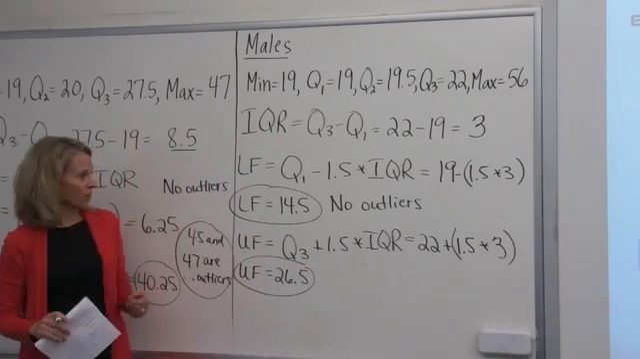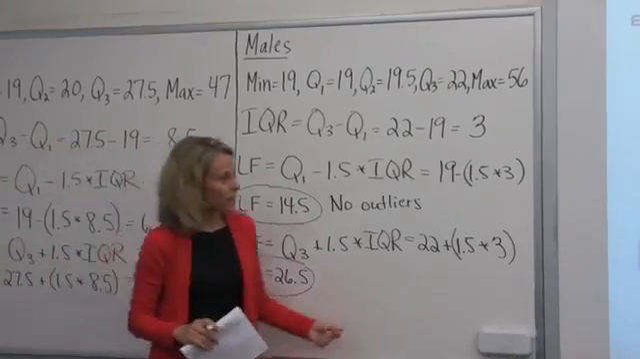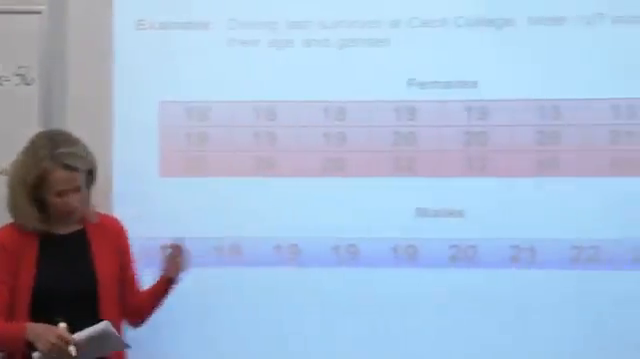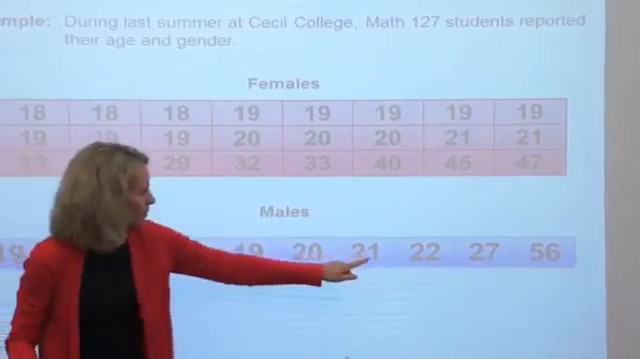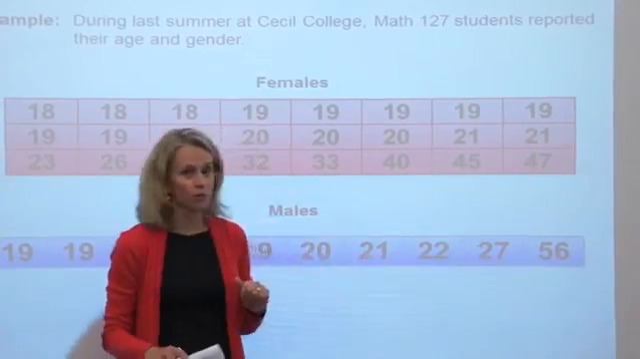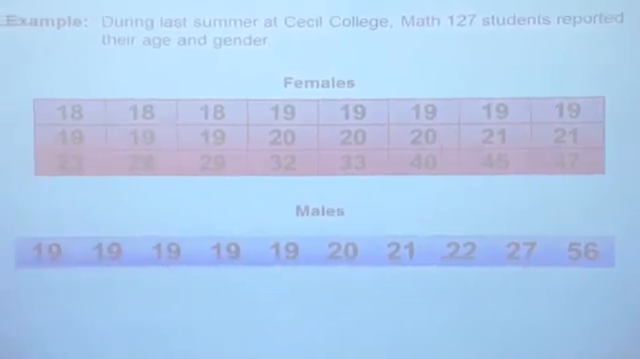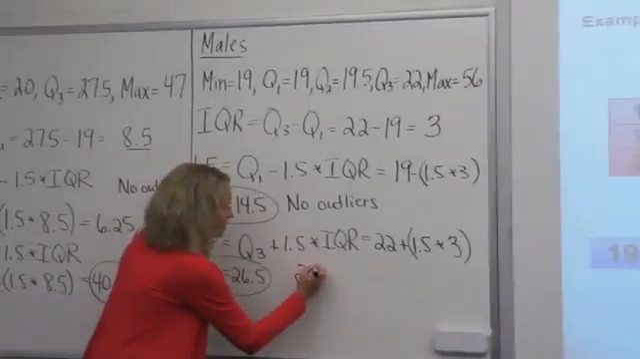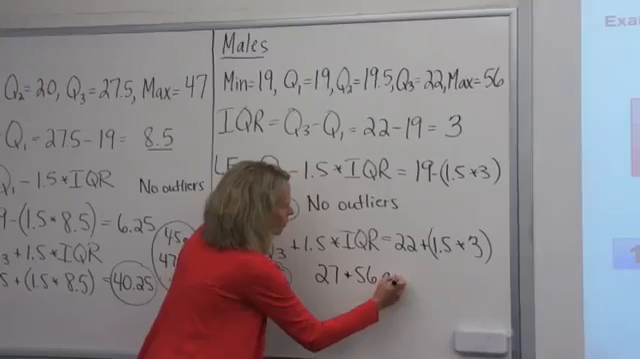So the 56-year-old was definitely an outlier. And if we take a peek over at the data set again, the 27-year-old is actually an outlier too, just a little bit older than 26.5. So we have two outliers here for the male data set: 27 and 56 are both outliers.